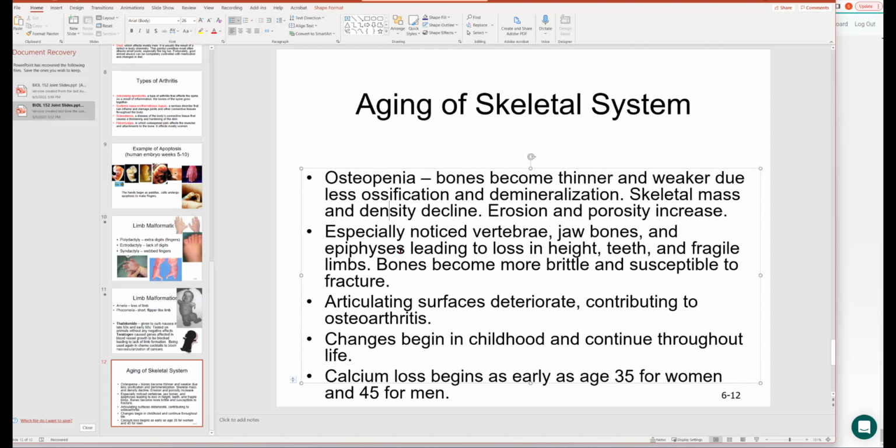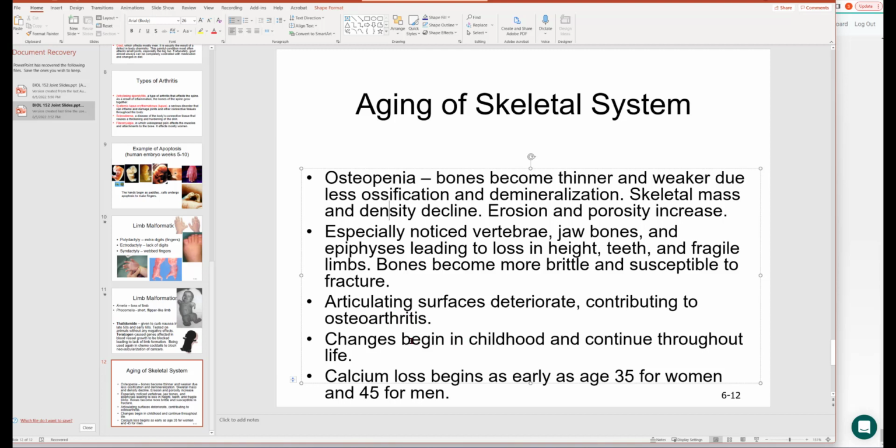Well, what does this mean? This means that as we get older, we are likely going to get a little bit shorter because if all 24 of our vertebrae get a little bit more brittle and get a little bit smaller, right, then we can expect to get shorter. If we start having bony changes in our jaw, our teeth will start getting loose, won't they? And so with age comes instability of our periodontal ligament and of our teeth. And the articulating surfaces on our bones deteriorate. This leads to more of those osteoarthritis changes.